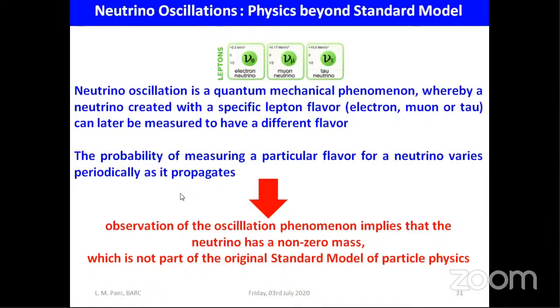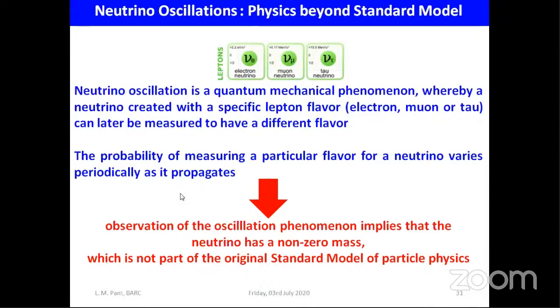So I'm at slide number 31. The observation of the oscillation phenomenon implies that the neutrino has a non-zero mass, and for this reason it is not a part of the original standard model of particle physics, because in that standard model the neutrino is supposed to be massless.